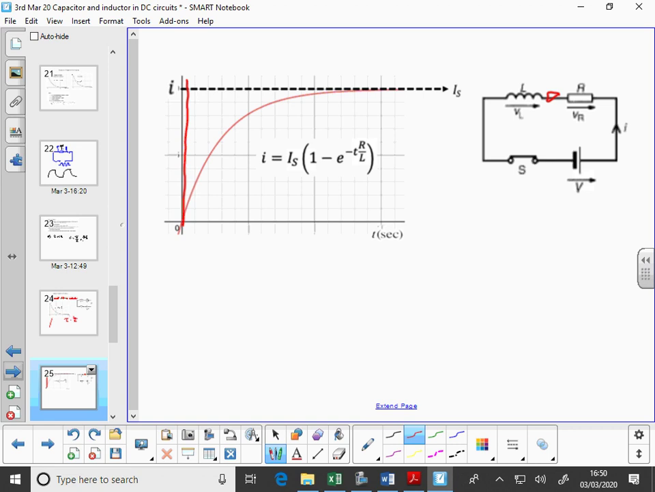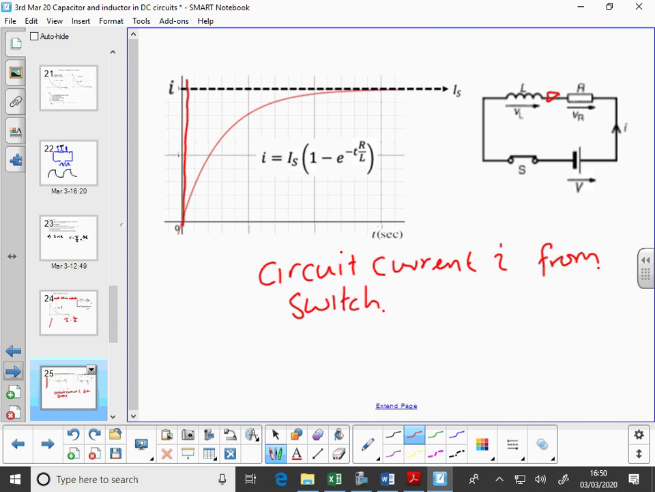And then, so this is the circuit current I on switch on. See, these slides were a little bit last minute. I didn't even get the title wrong.